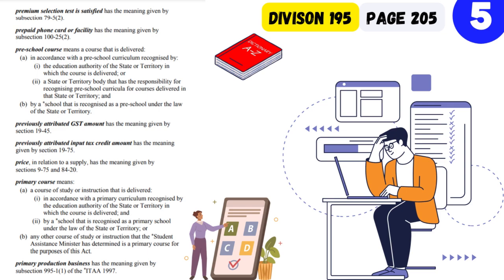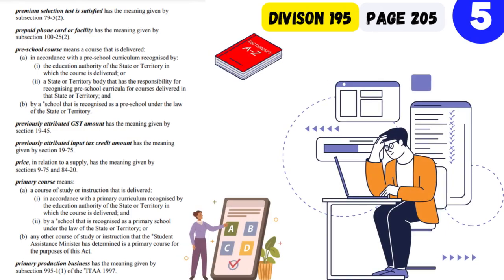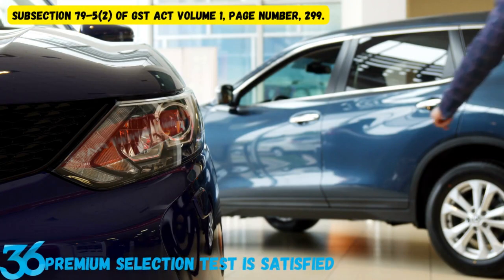36. Premium selection test is satisfied. 37. Prepaid phone card or facility. 38. Preschool course. 39. Previously attributed GST amount. 40. Previously attributed input tax credit amount. 41. Price. 42. Primary course. 43. Primary production business.